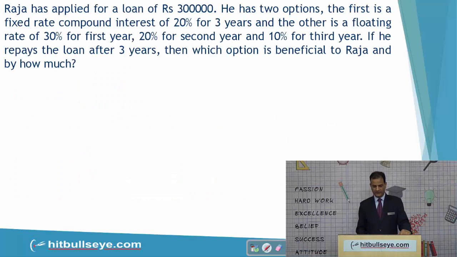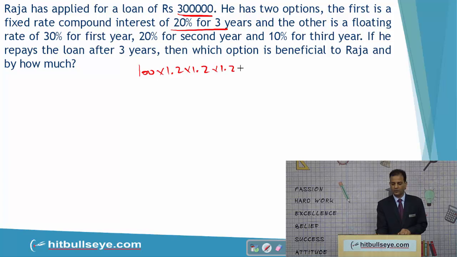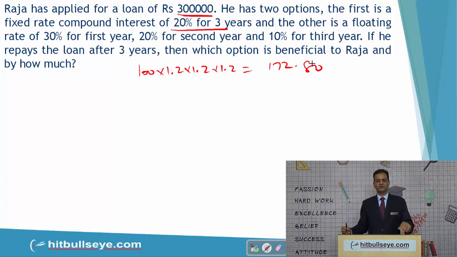How can we do it orally, friends? If we want to do it orally, forget about this 3 lakh amount. Take it as rupees 100. As already told in first question, 20% for 3 years. So friends, 100 rupees will become 100 into 1.2 into 1.2 into 1.2, which will be 172.80. So this 100 rupees will become 172.80 in fixed rate of compound interest, and the other is floating.